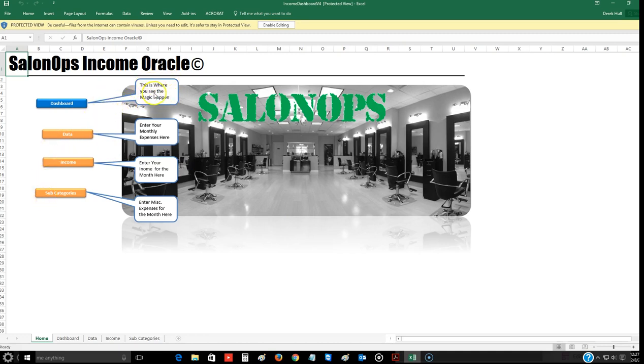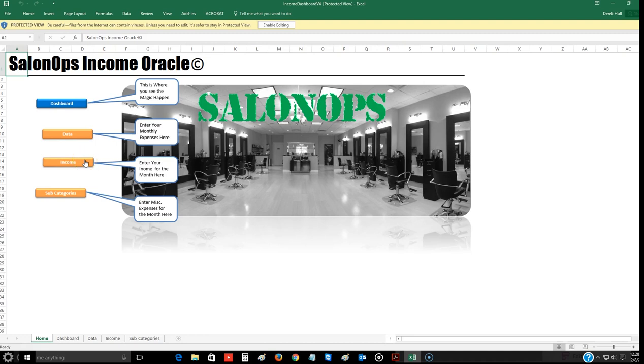And it's true. After you put your data in, this is really what you want to look at, because it's going to make your brain trigger and visually say, hey, that's a key to me. So then here you have your data. This is where you're going to enter your monthly expenses. Here you have your income. This is where you're going to put your total income for the month. No expenses. Whatever comes through the door in the salon, this is what you're going to enter as income.